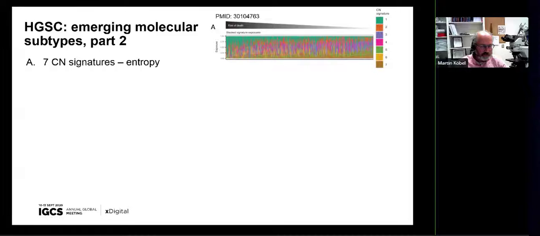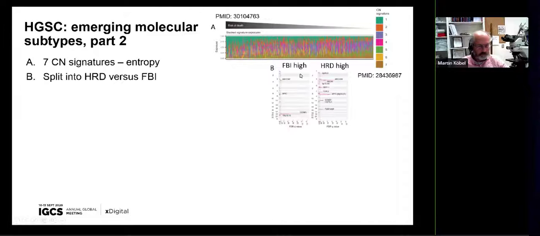Continuing with tumor intrinsic features, an elegant study by James Brenton showed the bewildering complexity of copy number signatures, represented here by stacked bar plots for each patient. High-grade serous carcinomas are a high entropy disease based on copy number level. Sohrab Shah's group took another approach and divided high-grade serous carcinoma by the main mechanism into chromosomal instability with HRD high and fold-back inversion, FBI high.